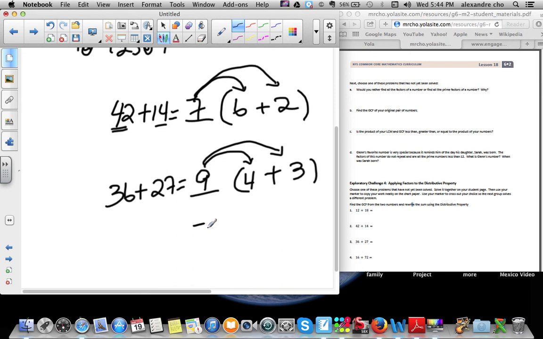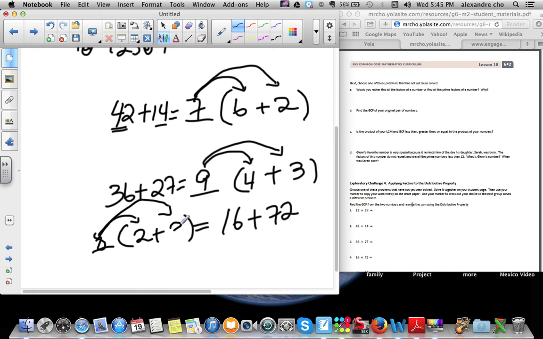And finally, last one, 16 plus 72. I think I should have done it this way because it's probably easier to see. Okay, biggest number that goes into 16 and 72. Let's see. 7, no, 6, no, 8. 8 goes in 16 and 8 goes in 72. So I'm going to put the 8 outside. Now, 8 times what will give you 16? Times 2. And 8 times what will give you 72? Would be times 9. And that's that.